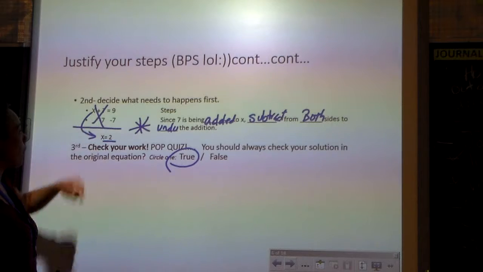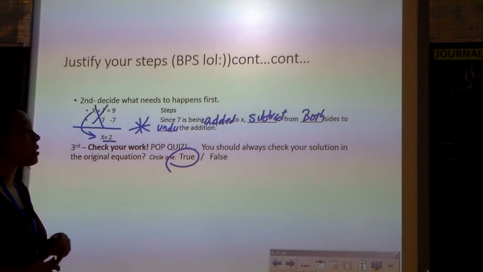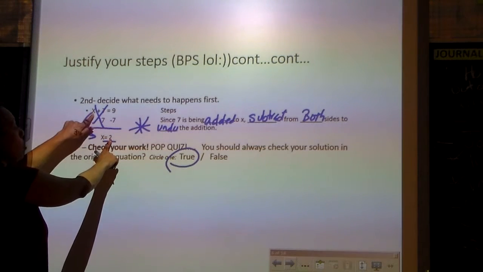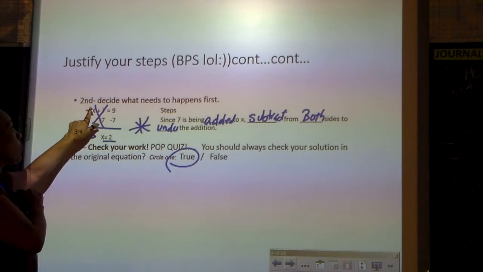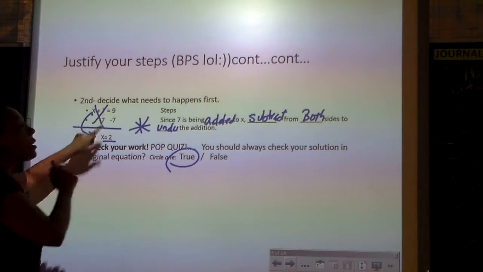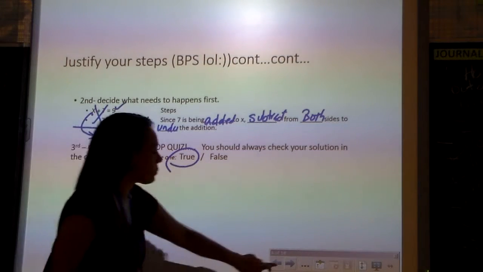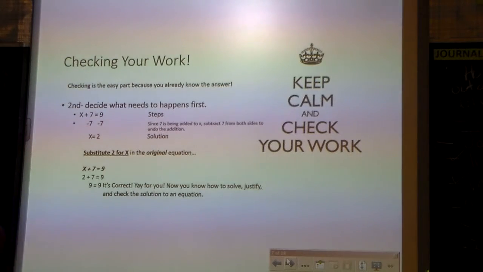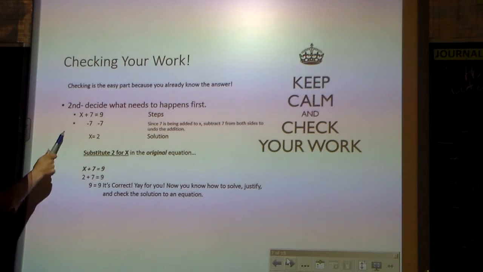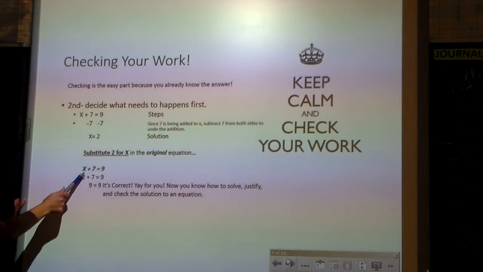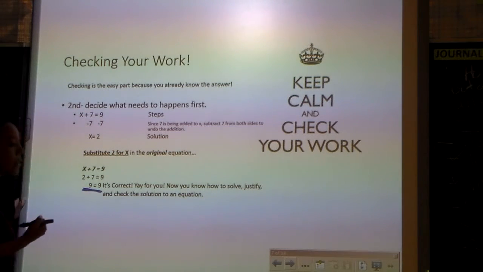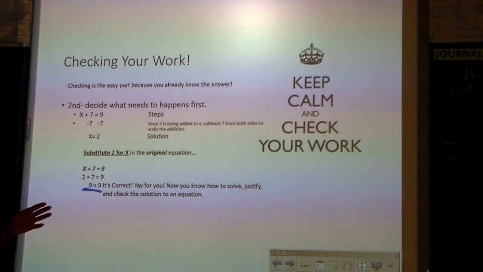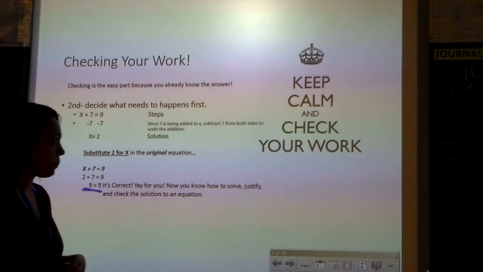Well, I would go back in and put 2 in for x and say, well, if the x is a 2, now it's not an unknown. I'm going to put 2 in. 2 plus 7 equals 9. Yes, that checks out. And so here's an example of how that worked. I put the 2 in for x. I said 2 plus 7 is 9. If 9 equals 9, which it does, you already know that your problem is complete.